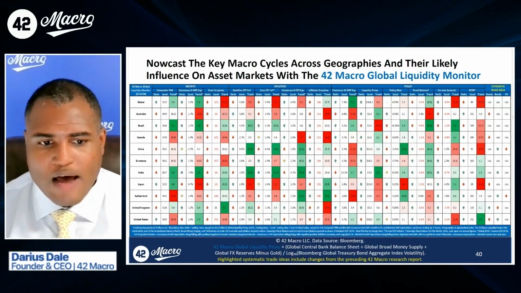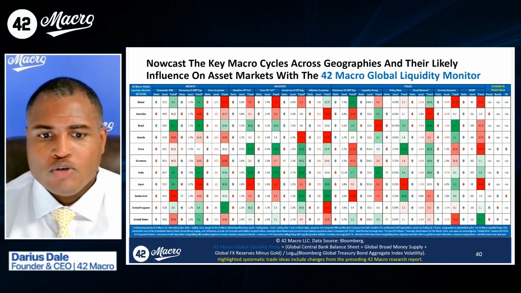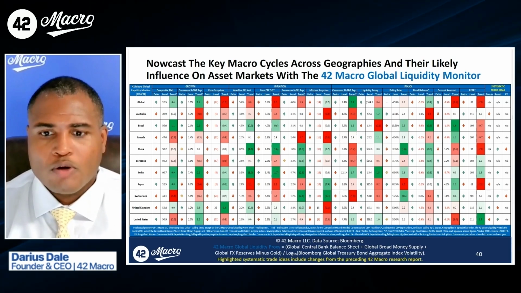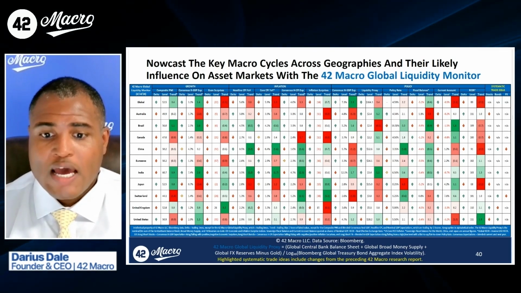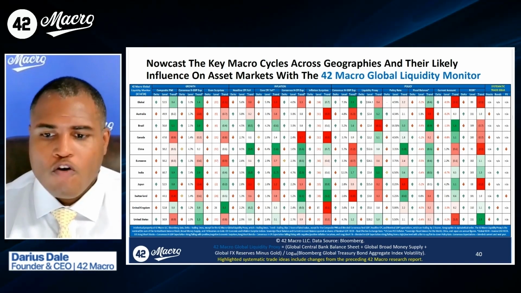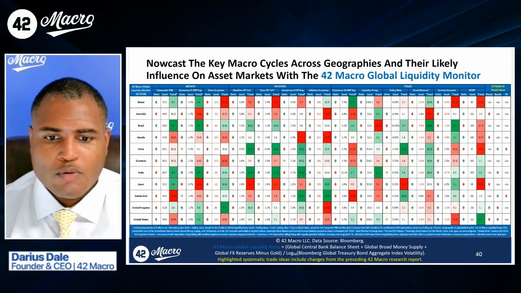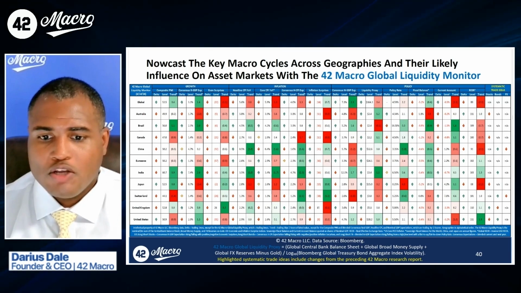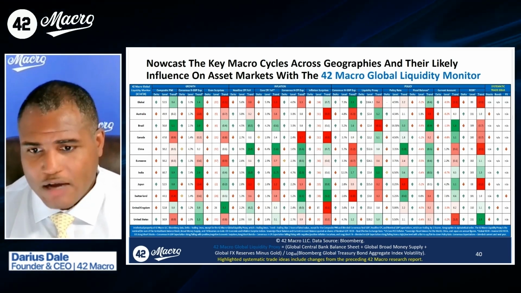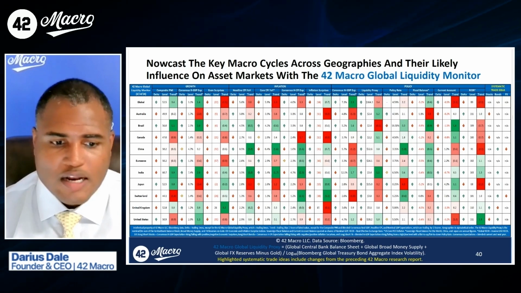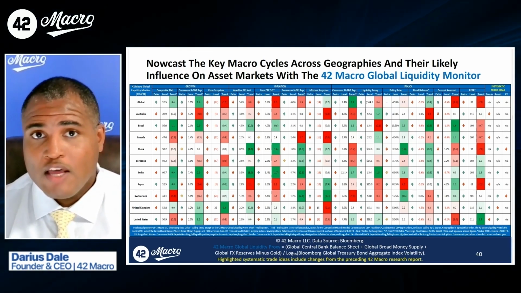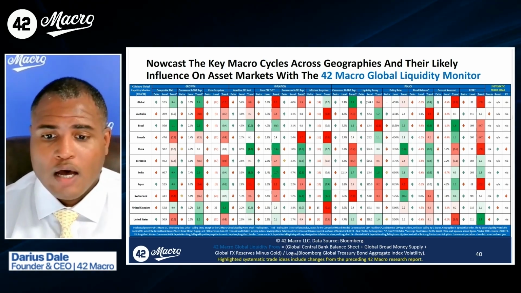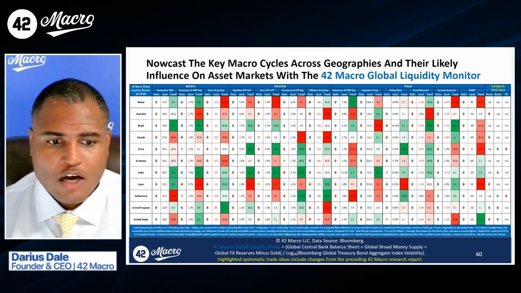So we use this model here, our macro global liquidity monitor, to nowcast the key macro cycles across the geographies that contribute to that global liquidity proxy and their likely influence on asset markets, so we can understand how the economies in the world and across the regions are performing, and whether they are likely to continue contributing to an uptrend or a downtrend in liquidity. And once we start to see certain large economies, which are more influential than others, start to inflect their trends, it'll give us a leading edge on where liquidity might be headed globally from there.